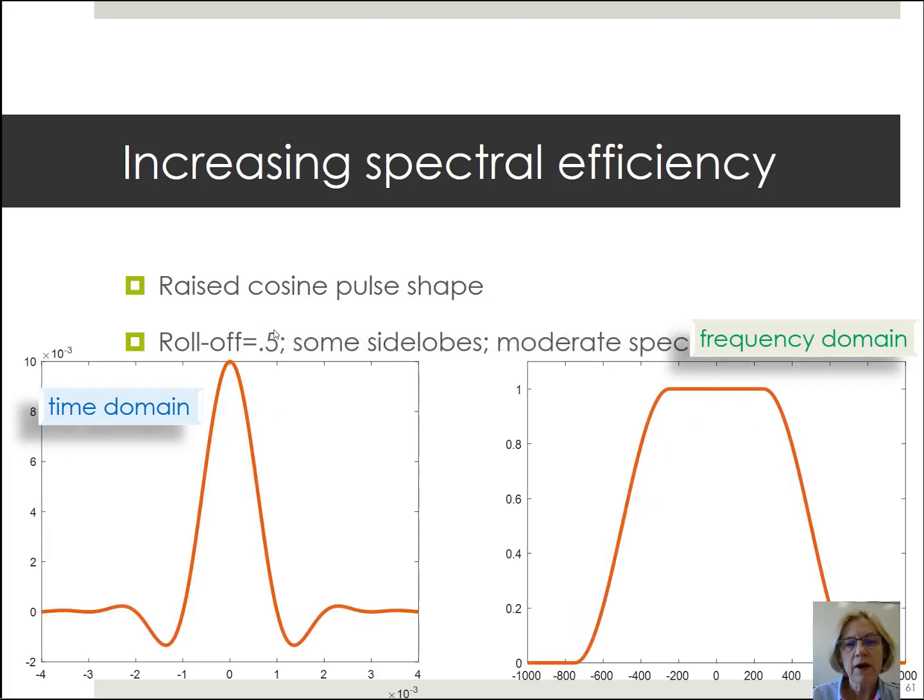Now, if we go with a mid-range value of the roll-off, like 1/2, we can see we have some side lobes, but still not too bad.